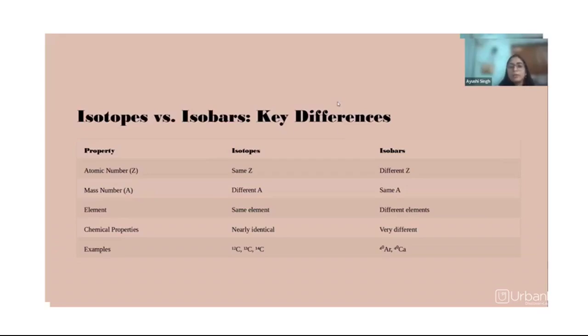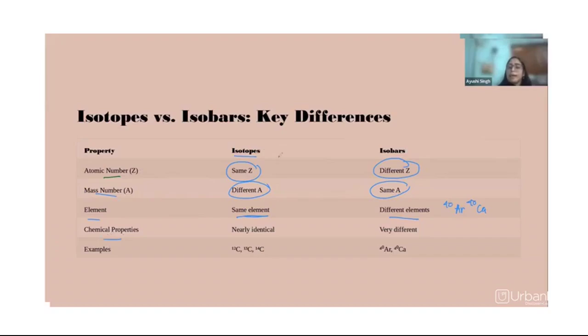Here, if you want to differentiate a little bit, you can look at the atomic number. Let me just change the color. Isotopes have the same atomic number. Isobars have different atomic numbers, right? The mass number is different for isotopes, and isobars have the same mass number. Isotopes are of the same element, while isobars are from different elements, if you remember the example, right? 40, and this is also 40.